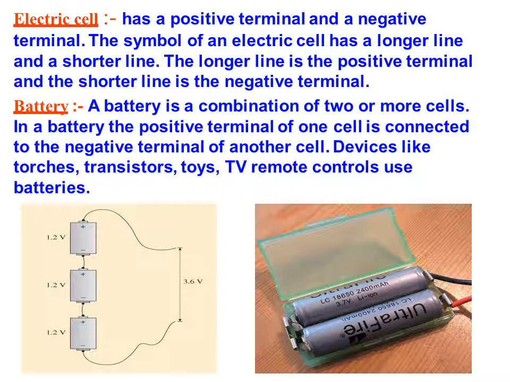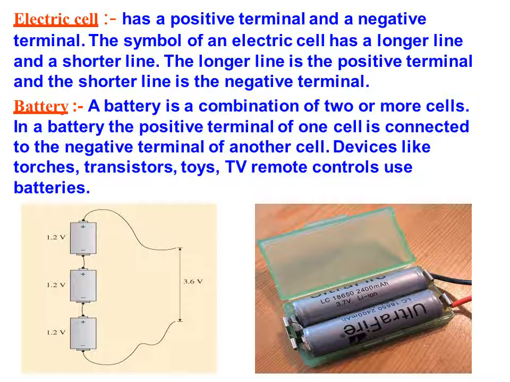So the symbol of an electric cell has a longer line and a shorter line. The longer line is the positive terminal and the shorter line is the negative terminal. So if you see the longer line, you can say that it is a positive terminal, and if you see a shorter line, you can say it is a negative terminal, if plus and minus are not mentioned. So that is a simple electric cell.